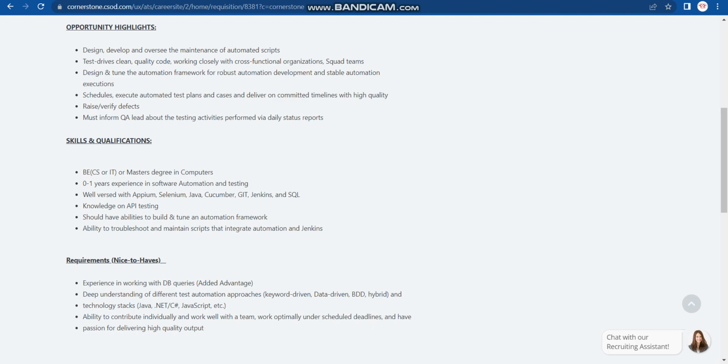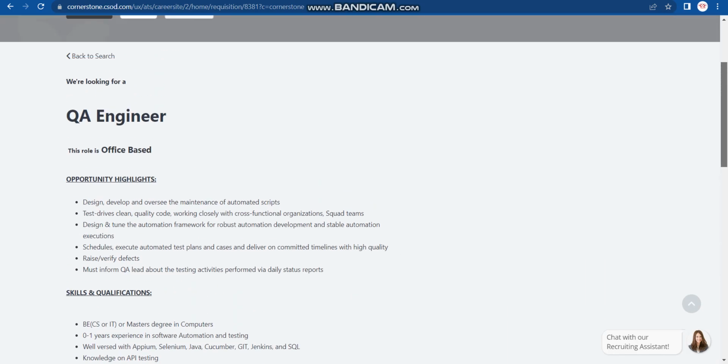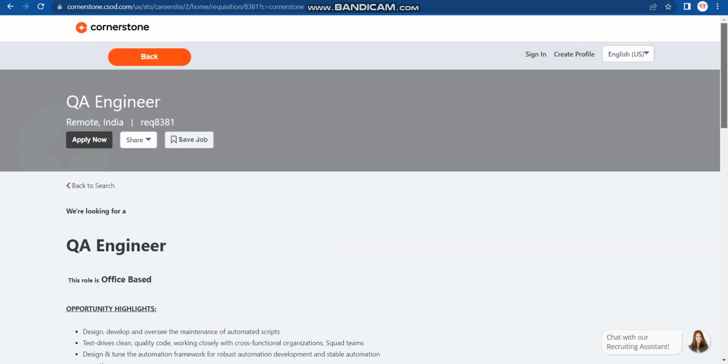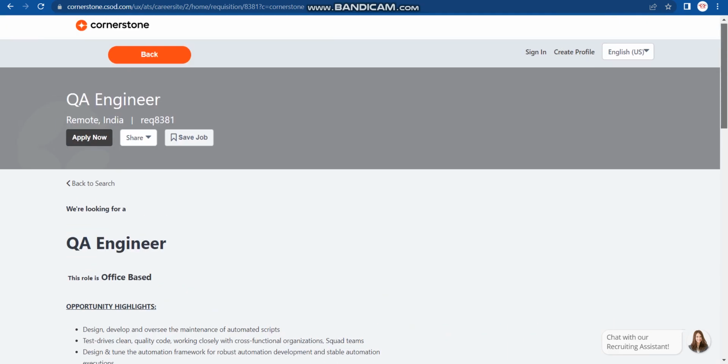And if you have these other skills, then it will be a plus, like experience in working with DB queries, an added advantage. But these are the required skills, right? And the salary package will be more than 3 lakhs per annum. They have not mentioned anything about it, but it will be more than 3 lakhs per annum. Other things, I already discussed.